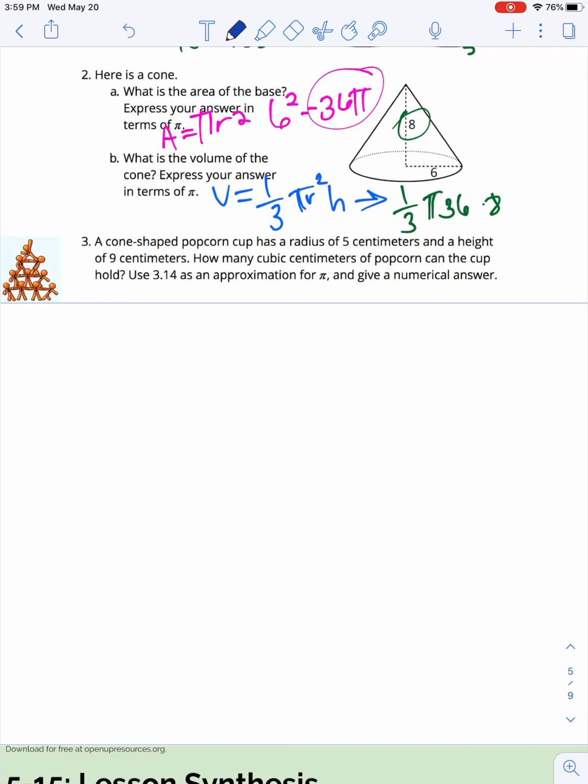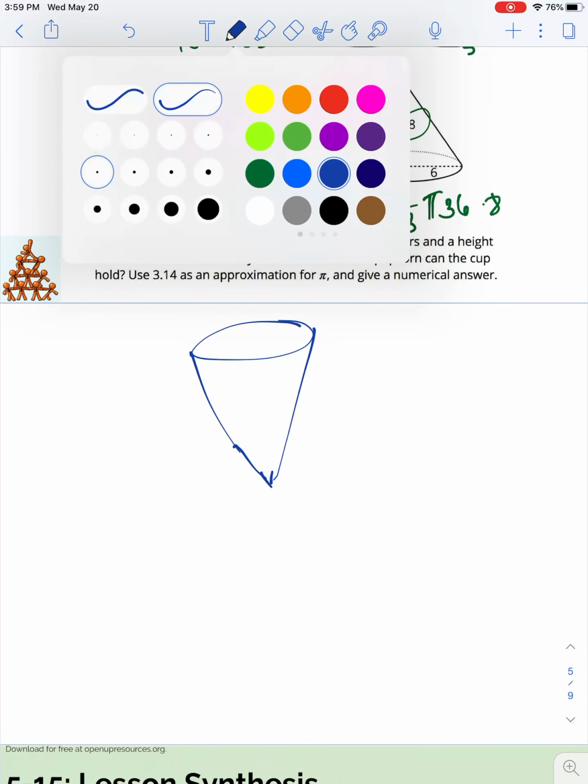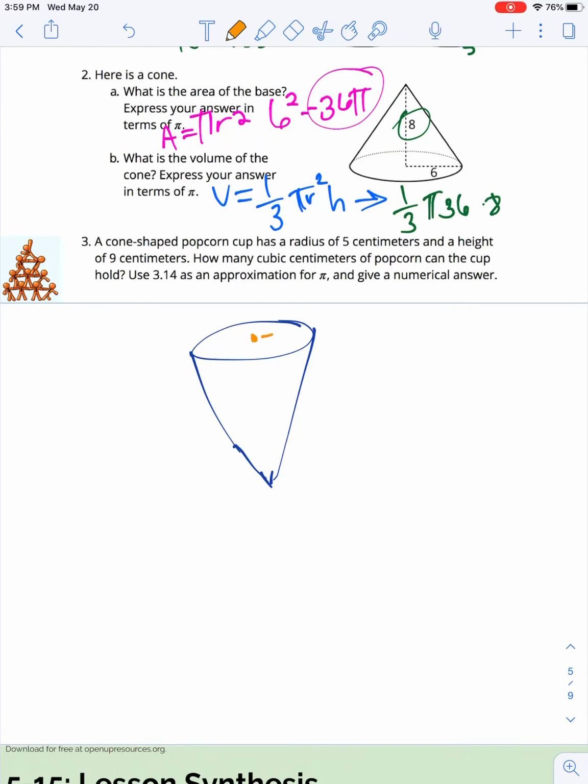Since we're talking about a cup, I'm going to draw it this way. It's more like a snow cone than a popcorn cup, but this is what they want. It has a radius of 5. Okay, so I draw my radius here, 5. Height of 9. How many cubic centimeters of popcorn can the cup hold? Use 3.14 as an approximation of pi. I'm going to highlight it because that's a reminder to me not to leave pi.